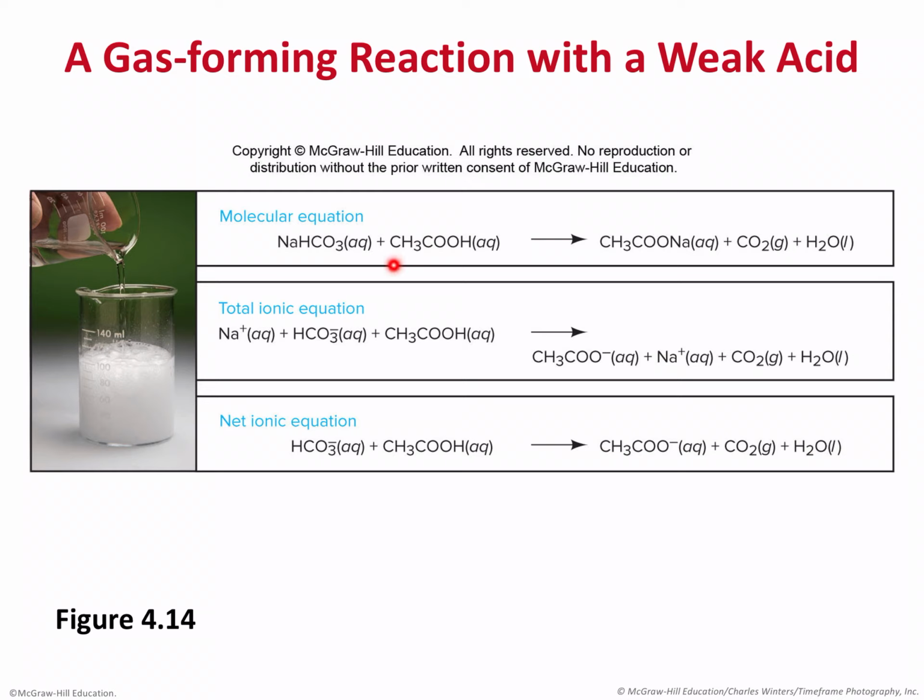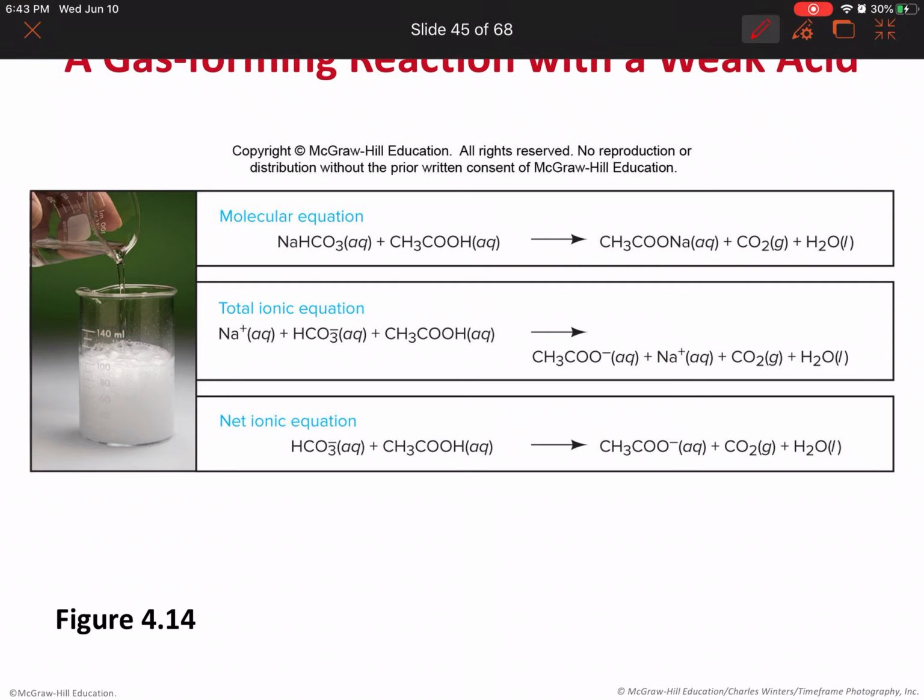So we have here sodium hydrogen carbonate as our base and acetic acid as a weak acid. Together they are going to form the products sodium acetate, carbon dioxide, and water. Basically, if you look at this reaction, if I rewrite it, we have sodium hydrogen carbonate plus acetic acid.